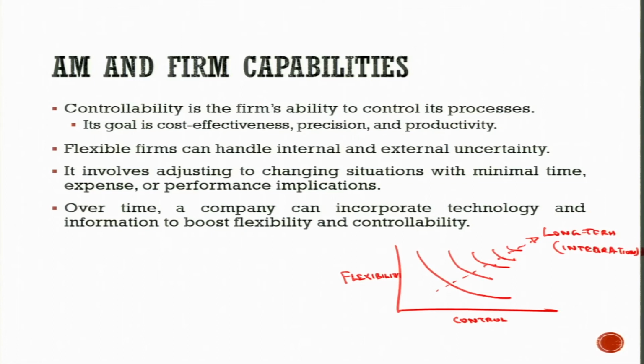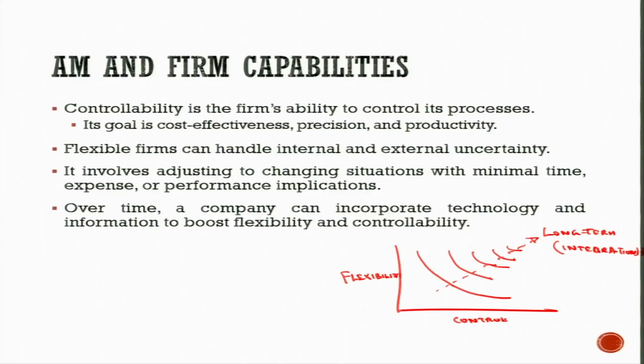This would be discussed in the last lecture of the course, that is Industry 4.0. How do we integrate everything? How do we connect everything using Internet of Things, using digital manufacturing, using cloud data? How do we integrate so that the flexibility is also there and we also have good controllability? So, flexible firms can handle internal and external uncertainty both. That is what is being mentioned here.